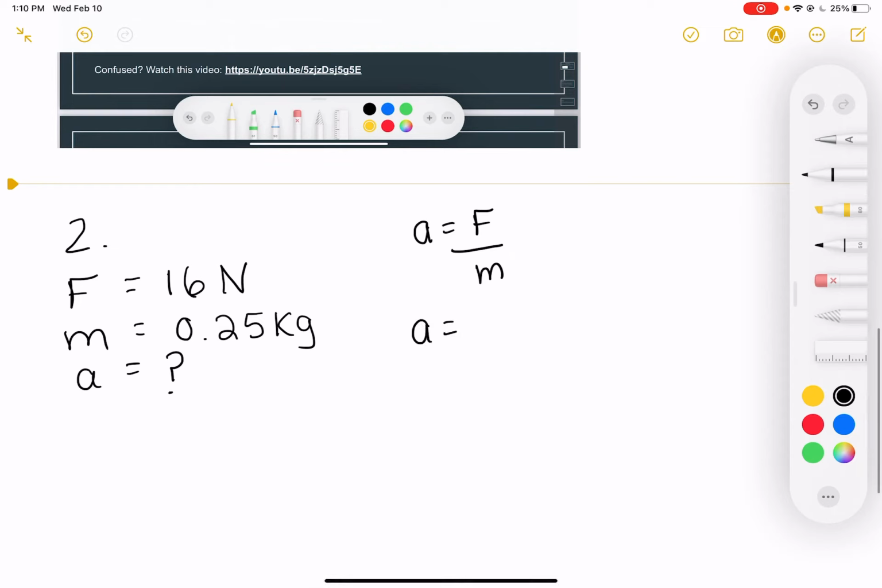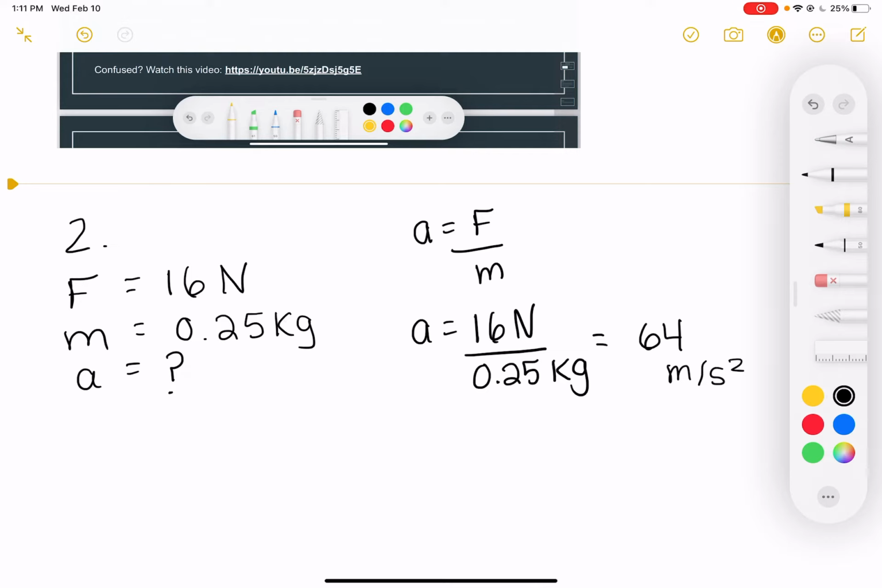So if we're calculating that, we want to plug in our information. We got our force is 16 newtons, divided by our mass, which is 0.25 kilograms. If we do that, 16 divided by 0.25, that gives us 64. And that's an acceleration, so it's in meters per second squared. Our question has 2 significant digits. This also has 2, so we're good. That's the answer.